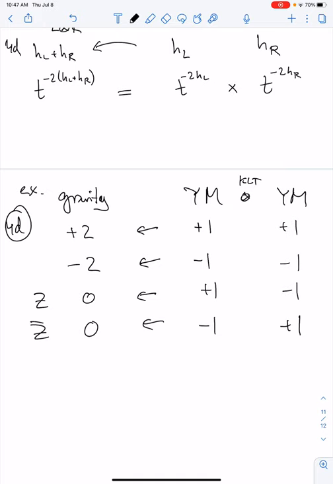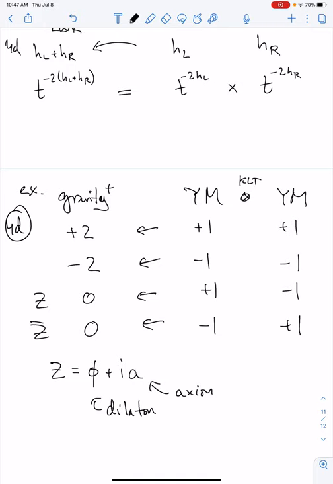Now, what are these complex scalars? The complex scalar has a real part and it has an imaginary part. And the real part is the dilaton. And the imaginary part is the axion. And that's why we could call this gravity plus. It's gravity plus the dilaton plus the axion in four dimensions.